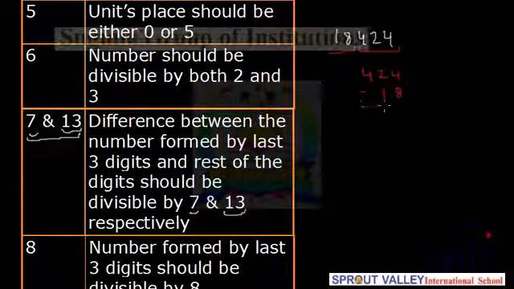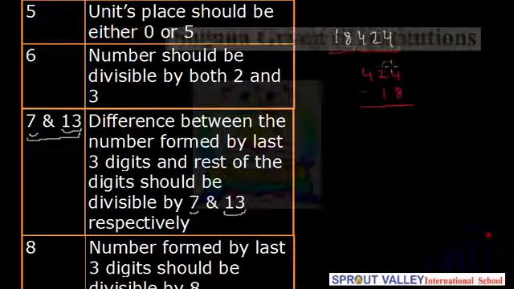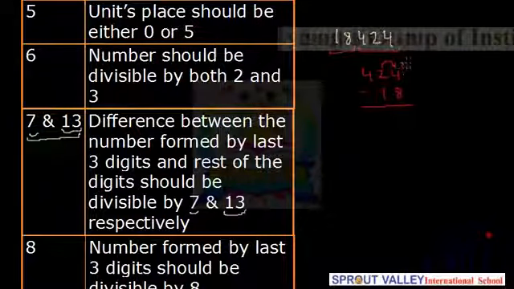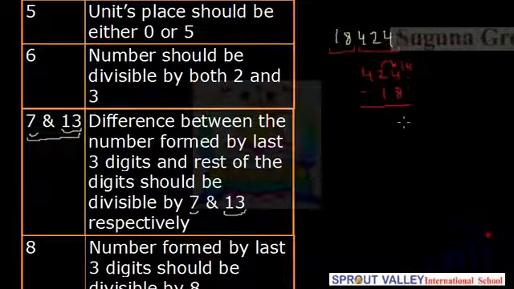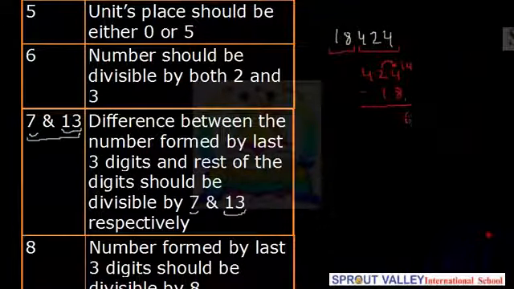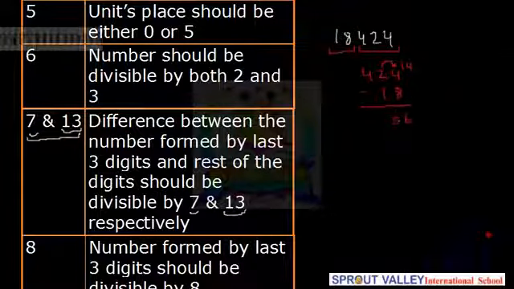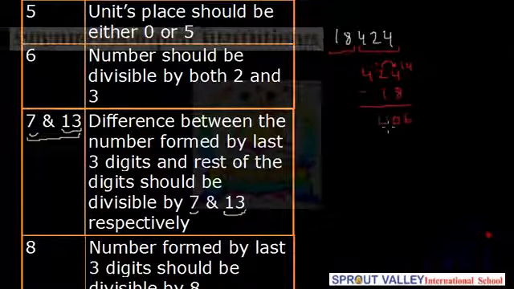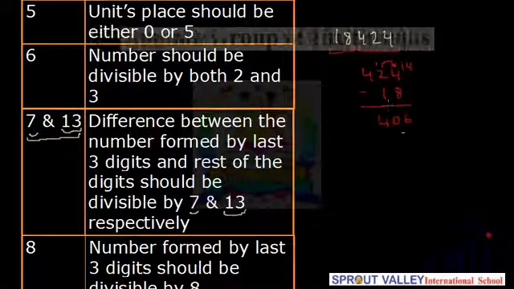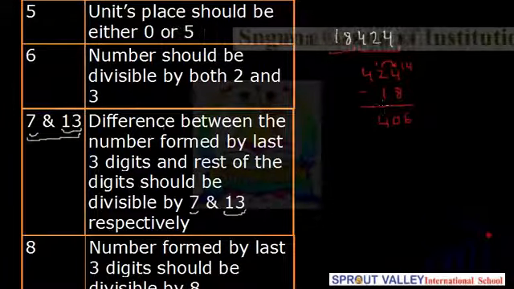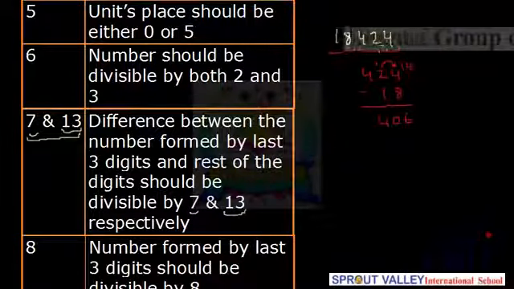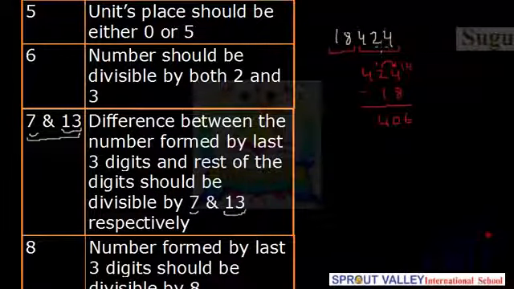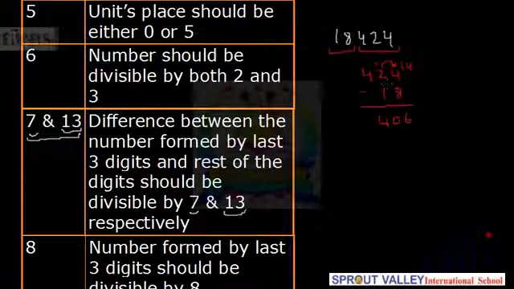And if I subtract, let's borrow 1 from here, this becomes 14. 14 minus 8 is 6. 1 minus 1 is 0. 4 minus 0 is 4. So if this 406 is divisible by 7, 18,424 will also be divisible by 7, right? So let's check its divisibility.